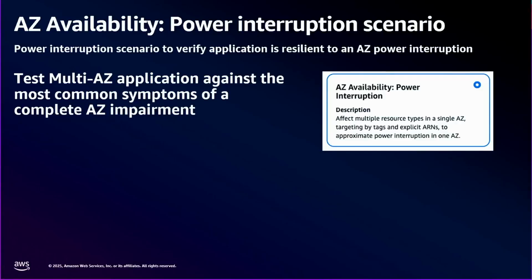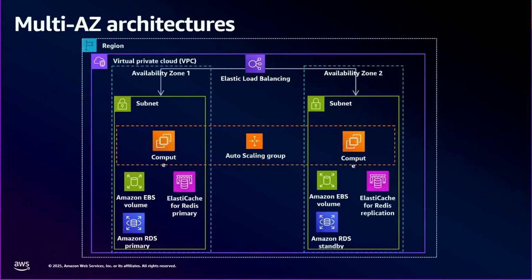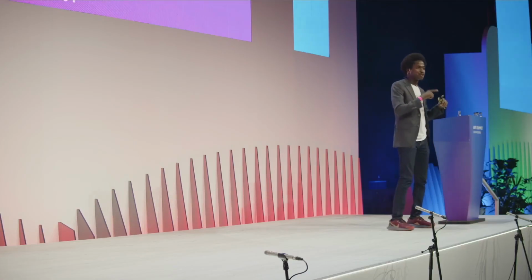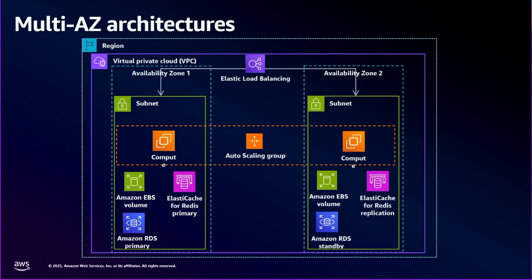running the experiment. But one particular scenario I want to talk about is the availability zone power loss scenario. We built the scenario specifically to help customers that are running multi-AZ test that their applications can actually survive the loss of an AZ. So if you take a typical application like this, where you have compute running in auto-scaling groups, which is best practice, your EBS volume is also running in multiple availability zones, and your data store layers with a cache, with a primary and a replica, and also a database with a primary and replica.